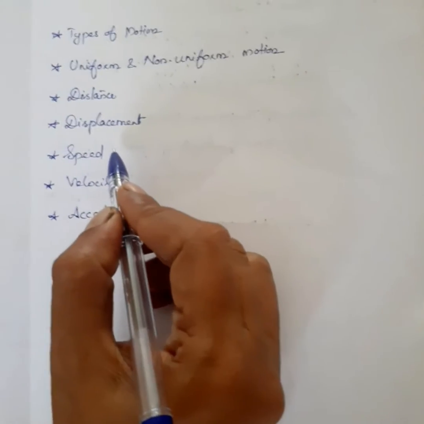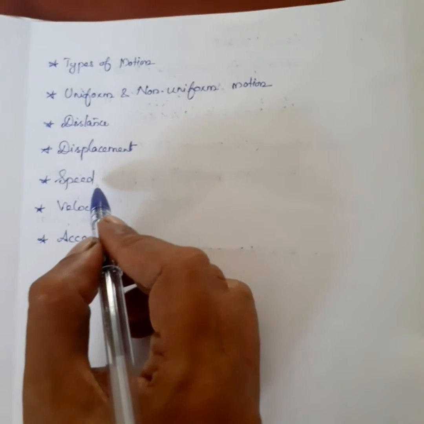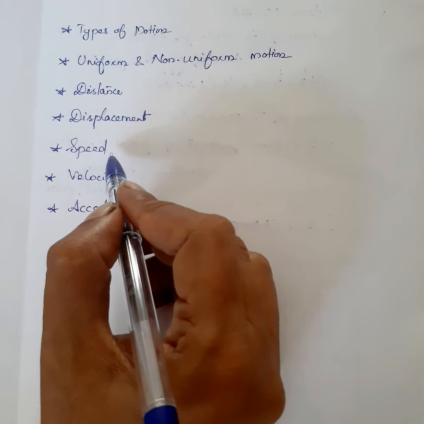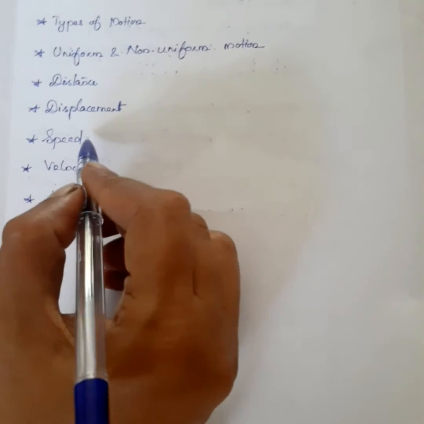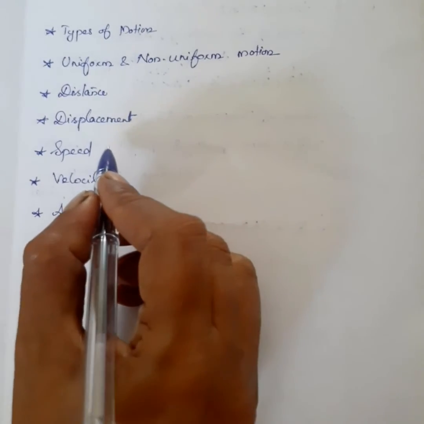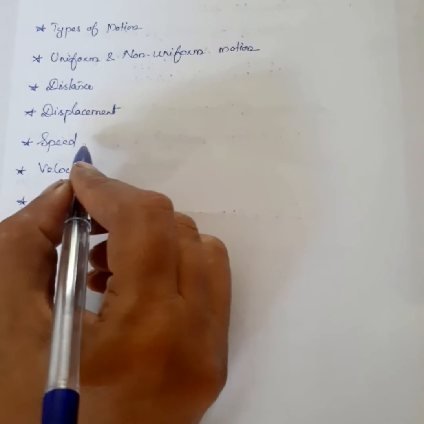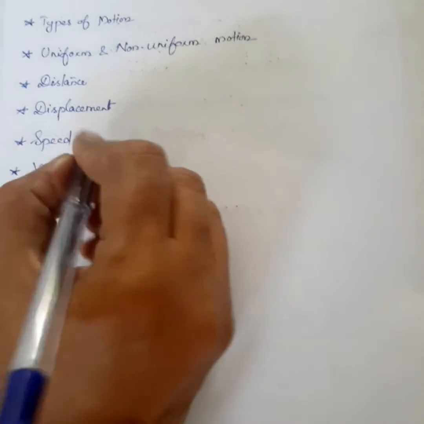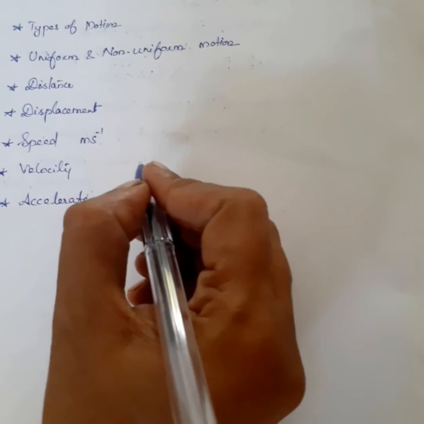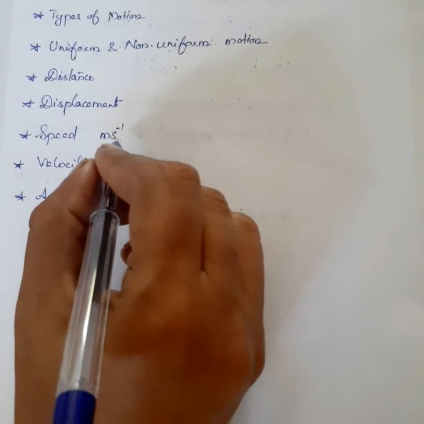Next one is speed. Speed is the rate of change of distance, or the distance traveled in unit time. It is very important. It is a scalar quantity. The SI unit of speed is meter second power minus 1. And speed is equal to distance traveled by time taken.